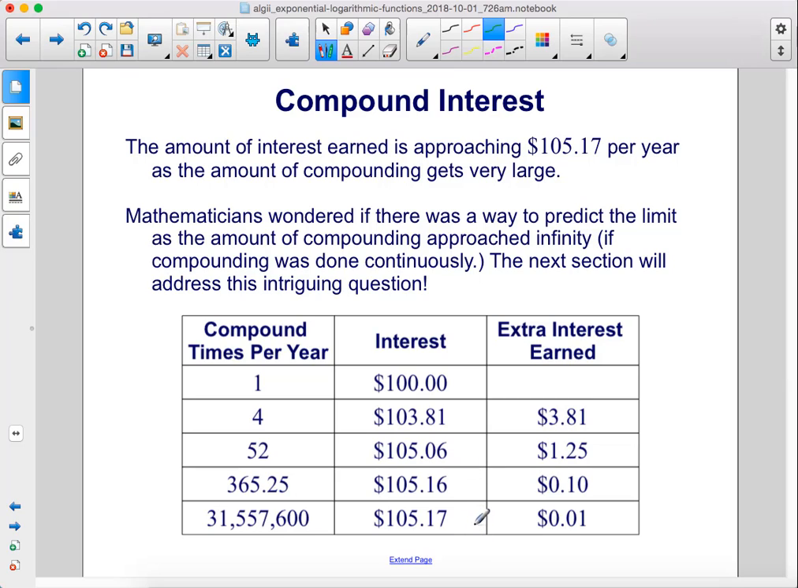Mathematicians wondered if there was a way to predict the limit as the amount of compounding approached infinity, if compounding was done continuously. The next section will address this intriguing question.